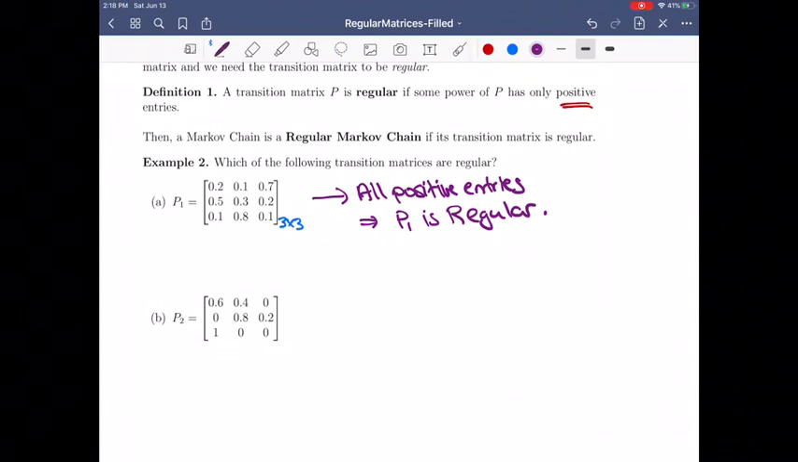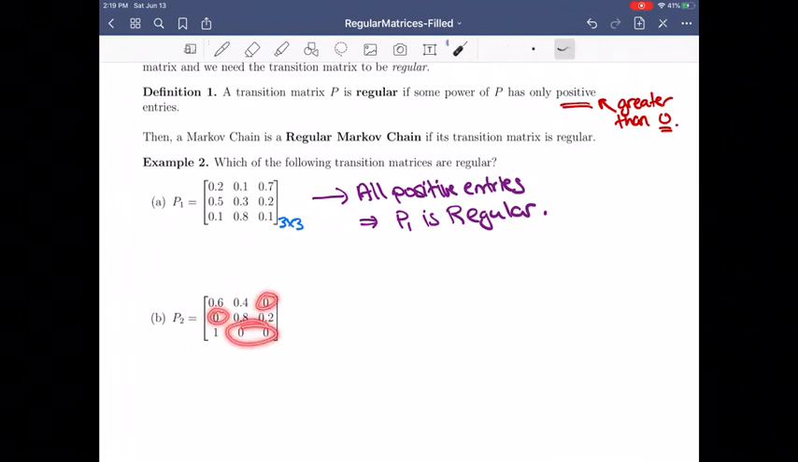Now you might be wondering, don't all transition matrices have only positive entries? And you're close to not wrong. Remember, positive means greater than 0. You're right that the entries in a transition matrix are always non-negative. They're probabilities, so they have to be between 0 and 1. But you might have transition matrices with zeros.